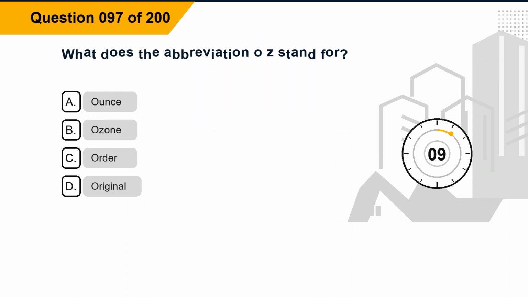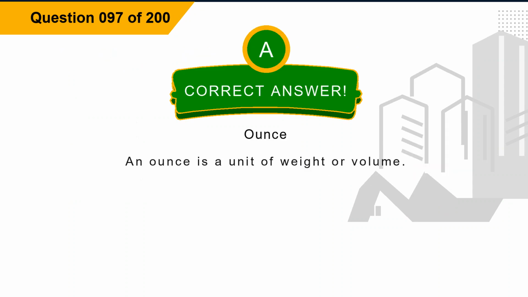Question 97. What does the abbreviation OZ stand for? Option A, ounce. Option B, ozone. Option C, order. Option D, original. The correct answer is option A, ounce. Explanation. An ounce is a unit of weight or volume.